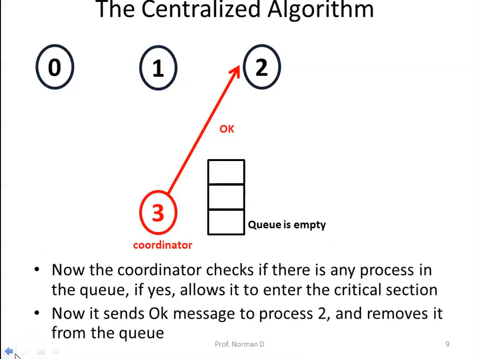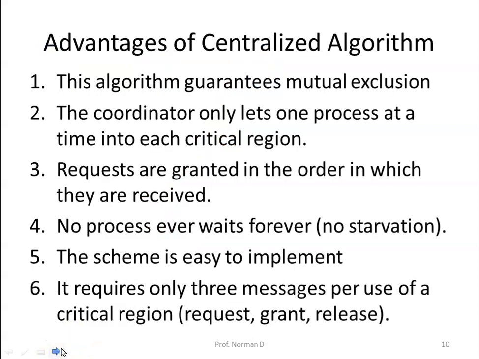So this is how mutual exclusion is achieved using the centralized algorithm in the distributed system. Now let's have a look at the advantages of the centralized algorithm. It is obvious that this algorithm guarantees mutual exclusion. The coordinator will allow only one process to enter the critical region at a time, and the others that are requesting access to the critical region will be placed in the queue.